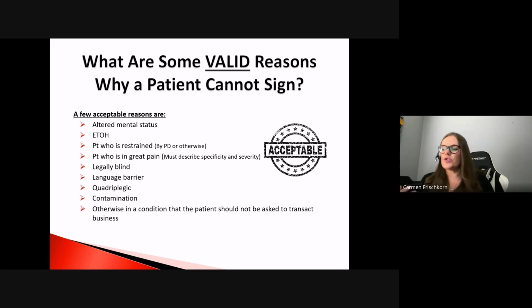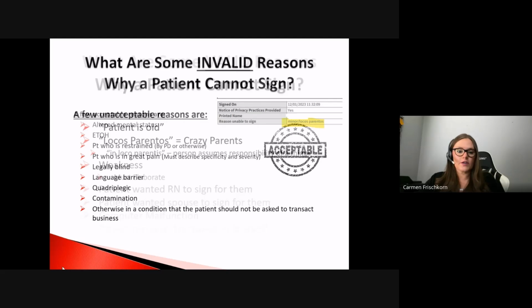But then the last one is just kind of your catch-all of anything else that you can determine, using your best discretion, that there's a reason. You can probably determine some other reason because obviously these are just a few examples. There's a million reasons why a patient can't sign. So if you determine that the patient should not be asked to transact business, then let us know what that physical or mental incapability is, and then that will count. So just be specific when it comes to those types of things so that we can make sure that it is on there. And then, any other questions?